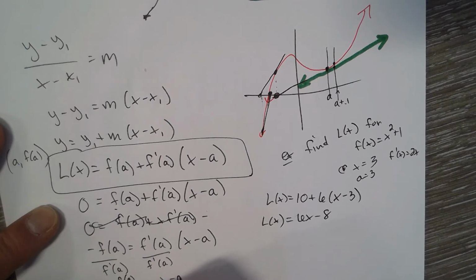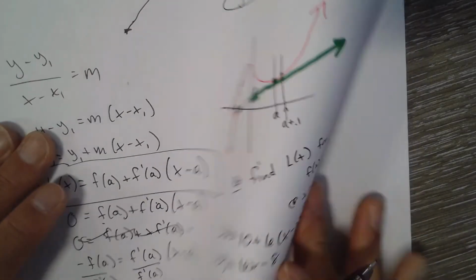Getting out of room here. So x equals a minus f of a over f prime of a. And that's Newton's method. I'll rewrite it over.